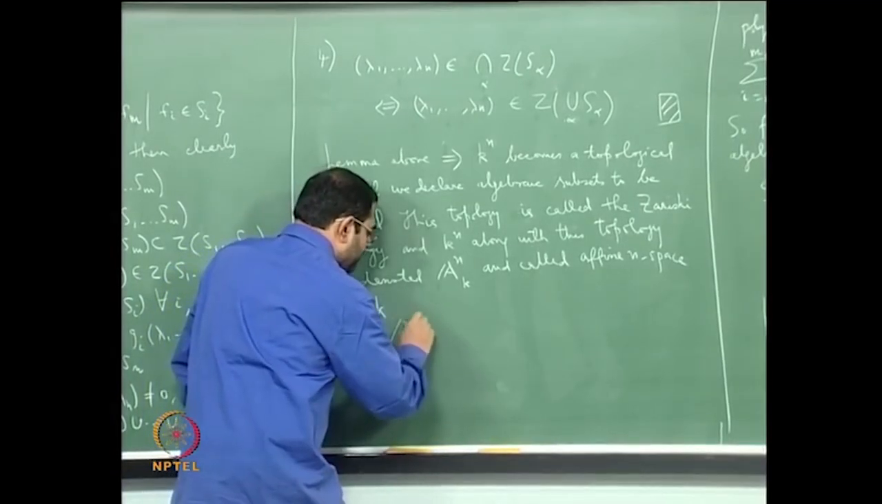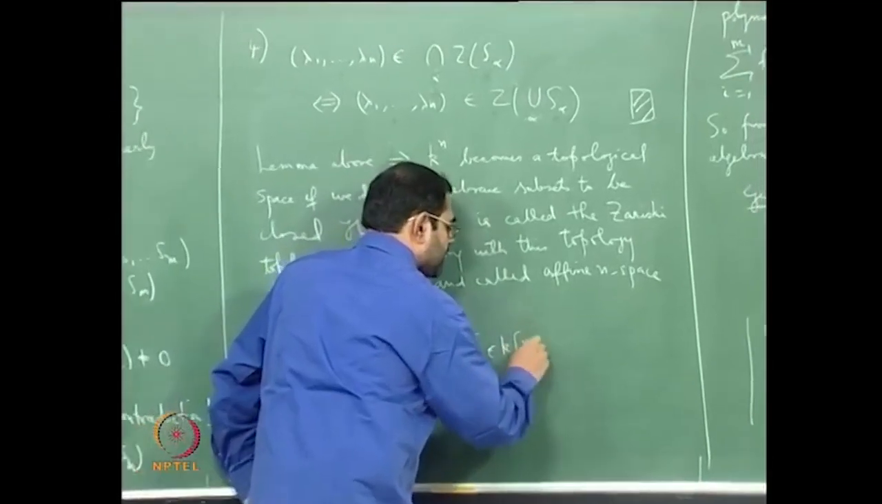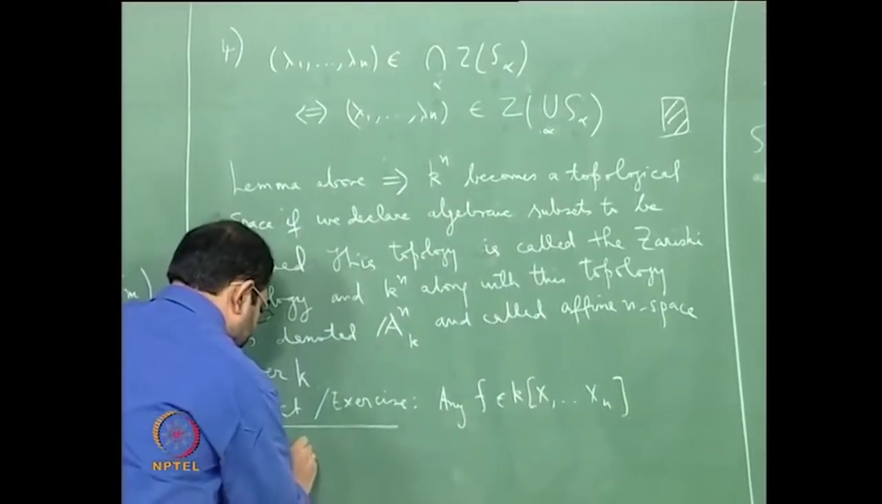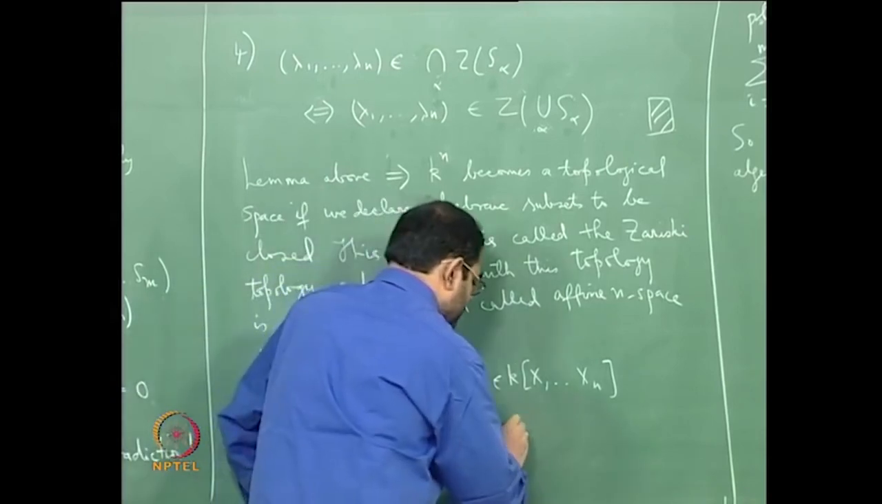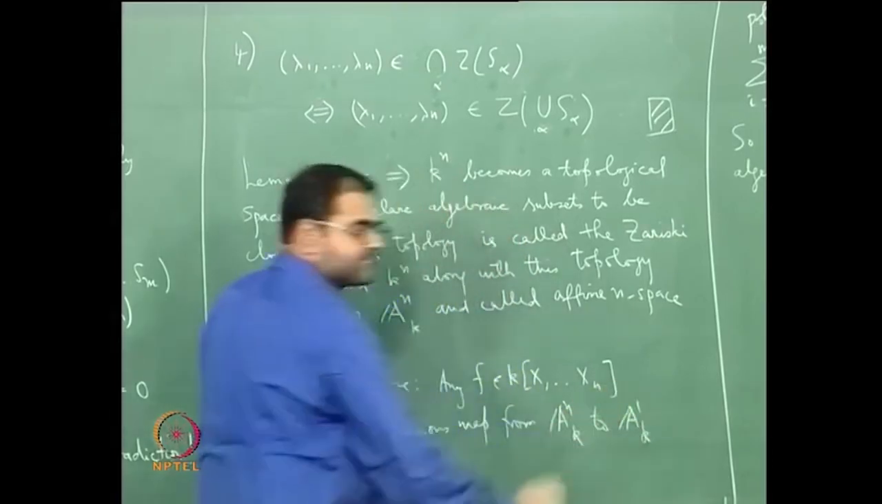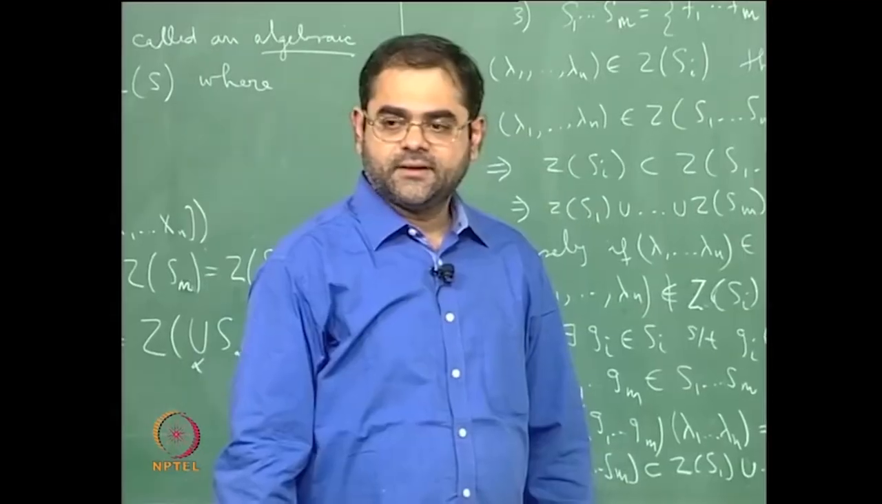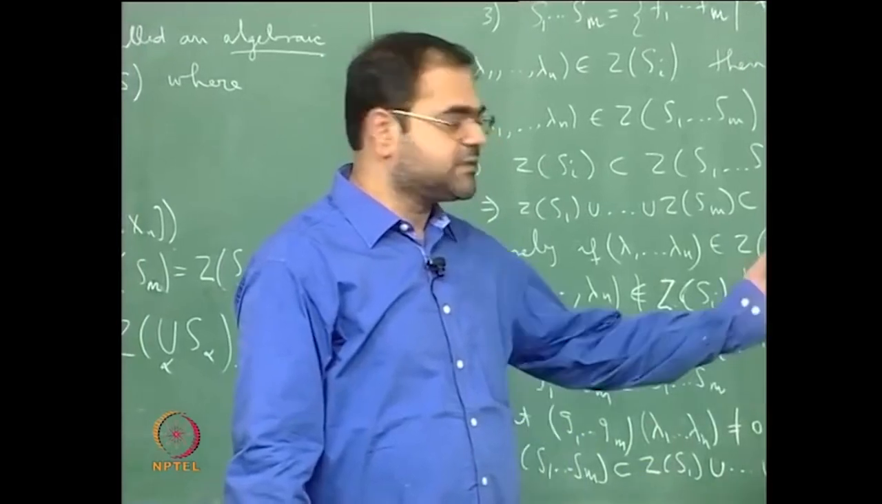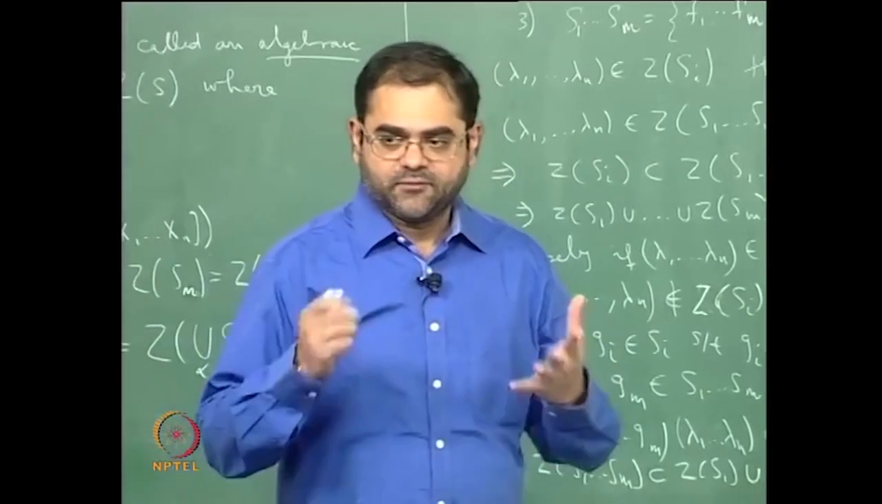So, as an exercise, but we will see this later in detail, any f in k[x1, ..., xn] gives a continuous map from A^n_k to A^1_k. It is essentially enough to check that the inverse image of any point is a closed subset. But it is an exercise. You'll have to do some work.